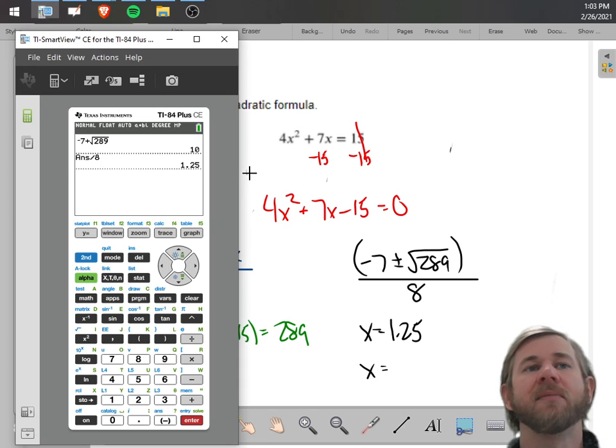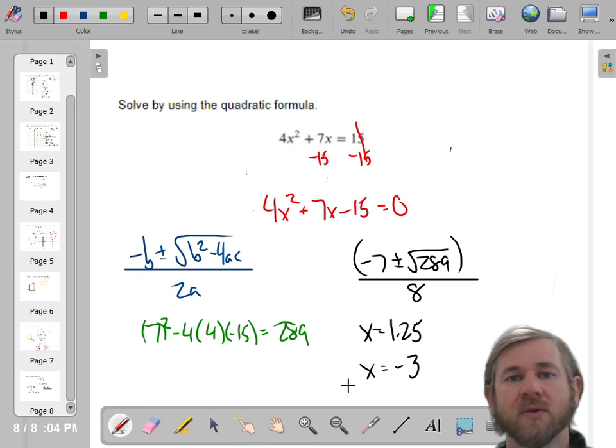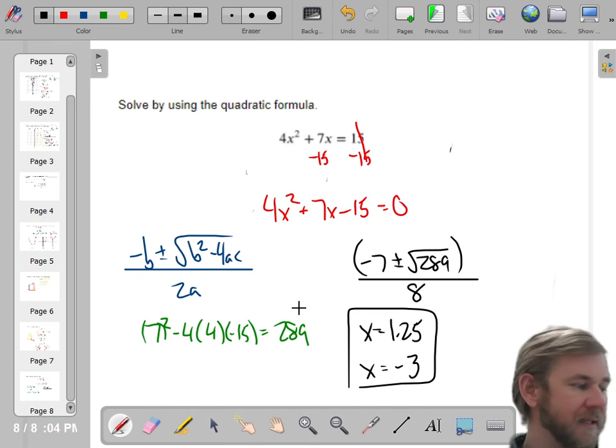Or we're going to do the same thing, but with a minus. So negative 7 minus the square root of 289. And then we'll hit enter and divide that by 8. And the other answer is negative 3. So x either equals 1.25 or x equals negative 3.